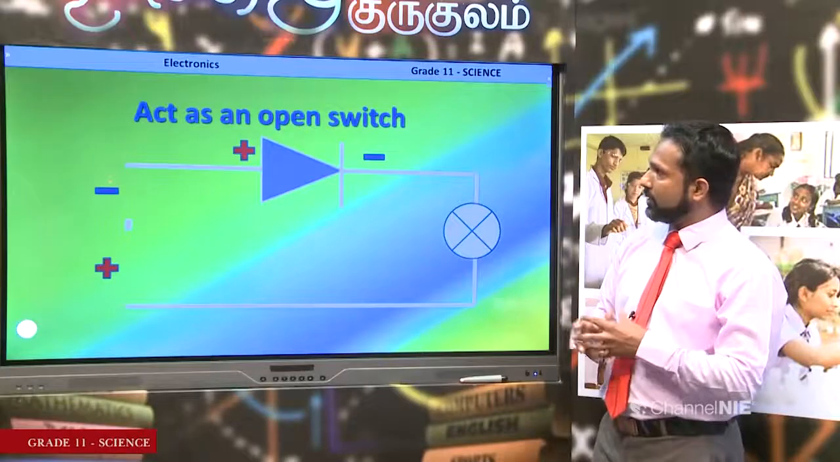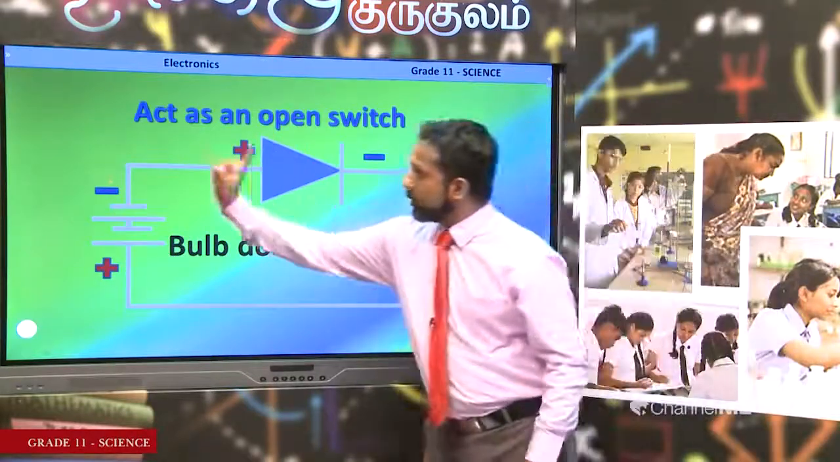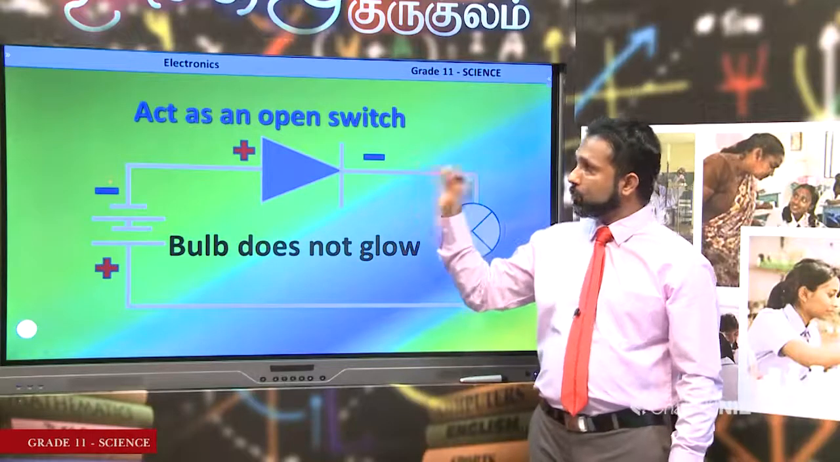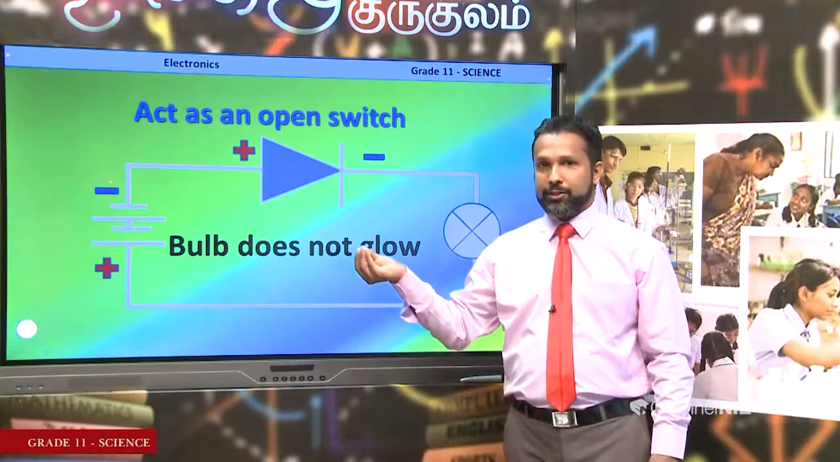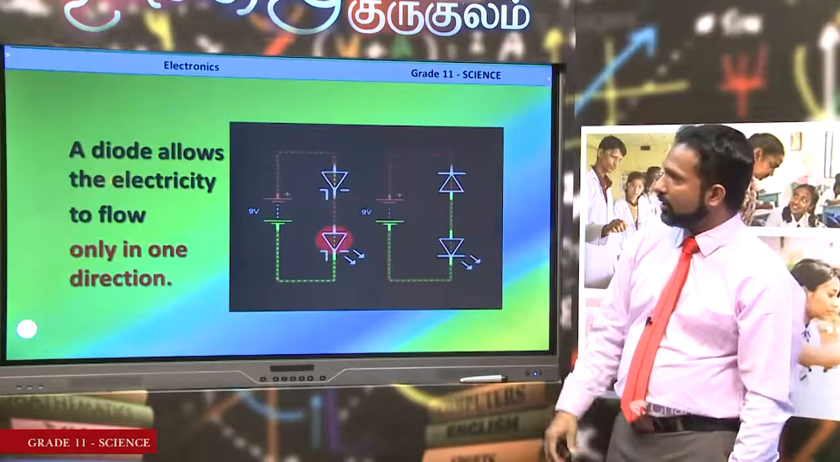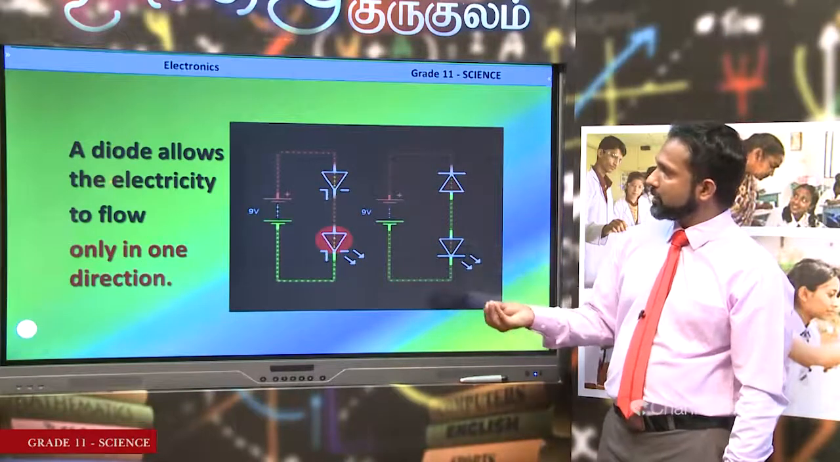When you think about the next diagram, you can watch that the negative terminal of the dry cell is connected to the positive terminal or anode, and the positive terminal to the N side or cathode. Current does not flow, and the bulb does not glow. So that means a diode can be used as an open switch or disconnected circuit. Right. Through this you can see the function of a diode.